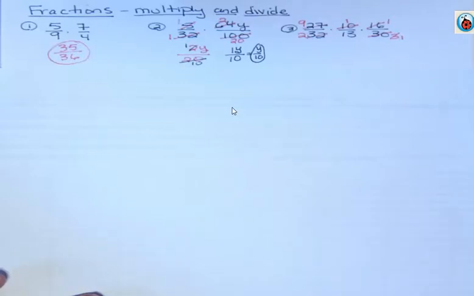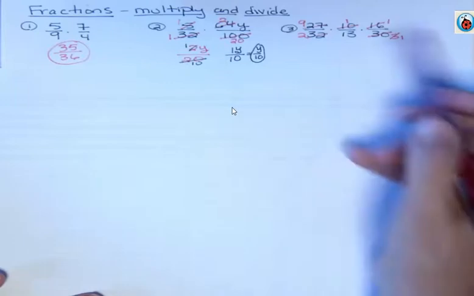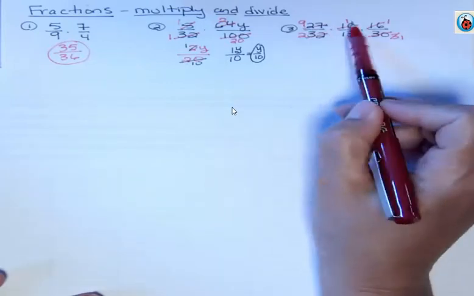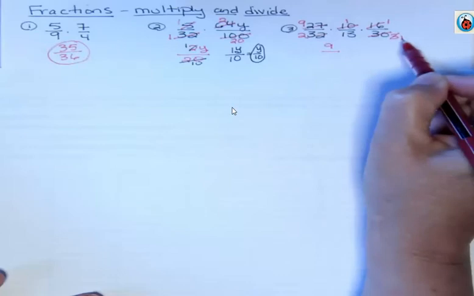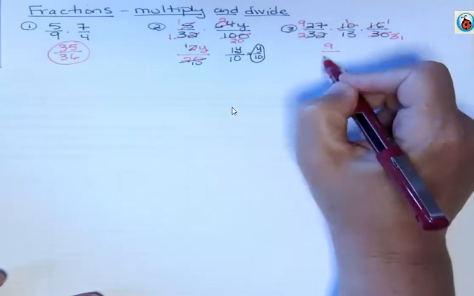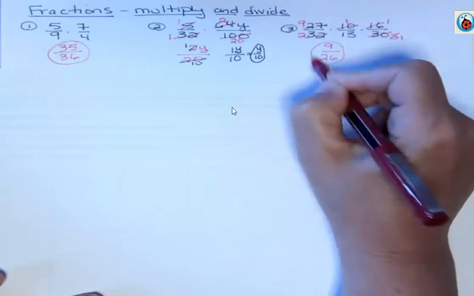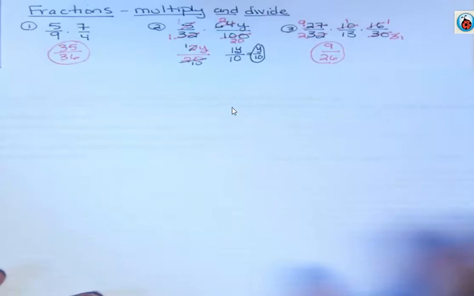So now I'm going to multiply across the top. 9 times 1 is 9. 2 times 13 times 1 is 26. And that's my final answer, having cross-canceled whenever I could.